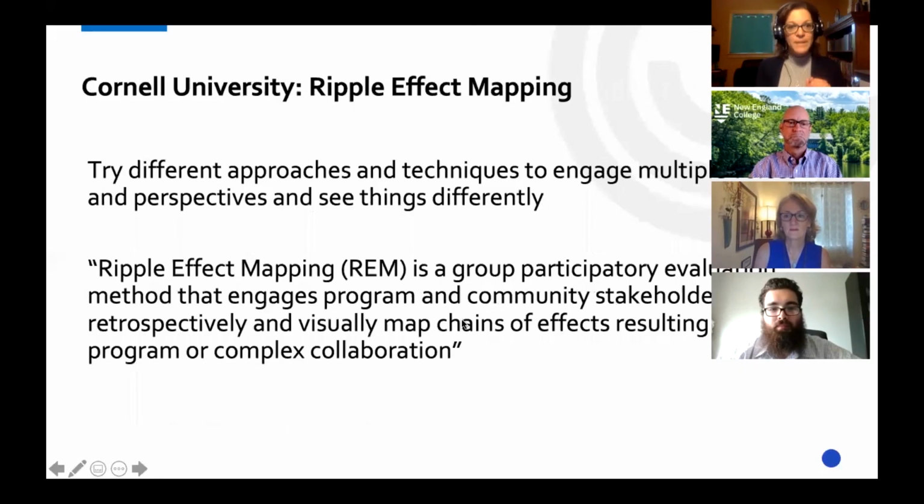That's Portland. When we think about methods that you can try differently, Cornell University was a nice example of an alternative approach to thinking about engaging in stakeholder voice inclusion.